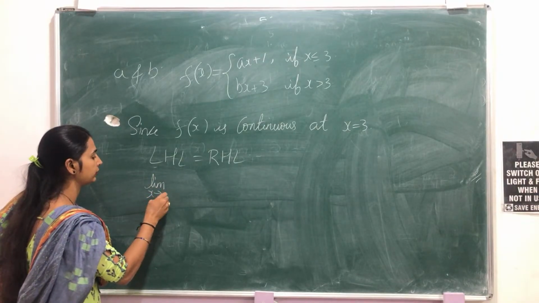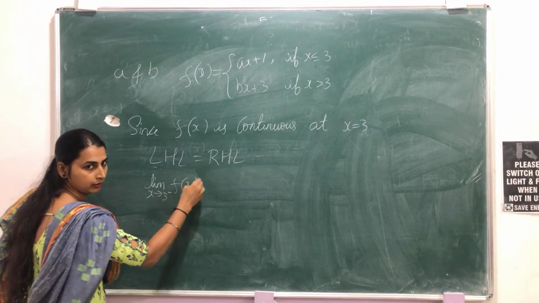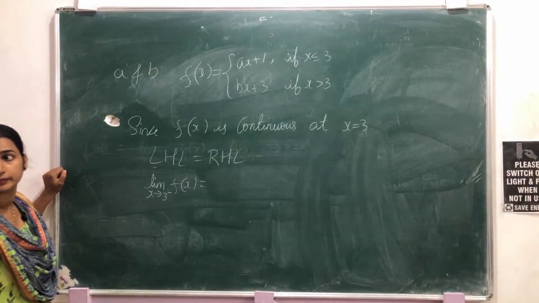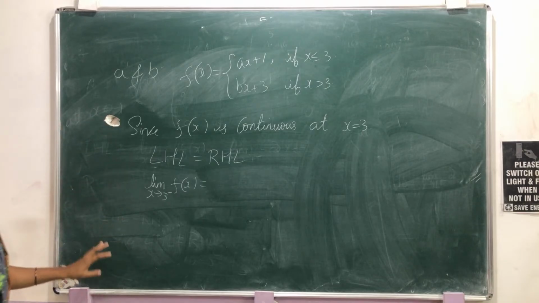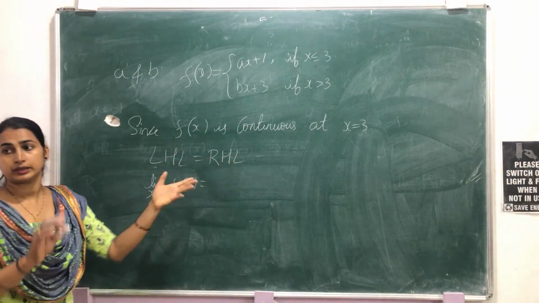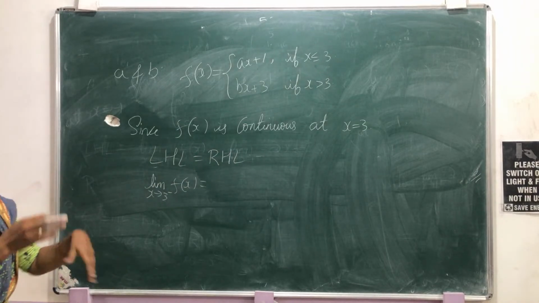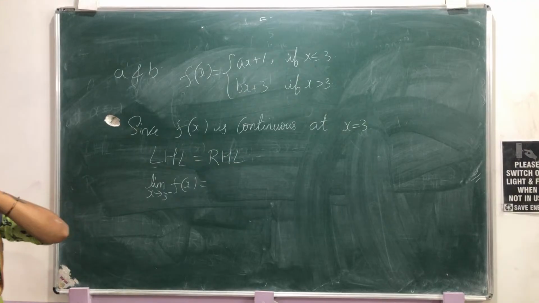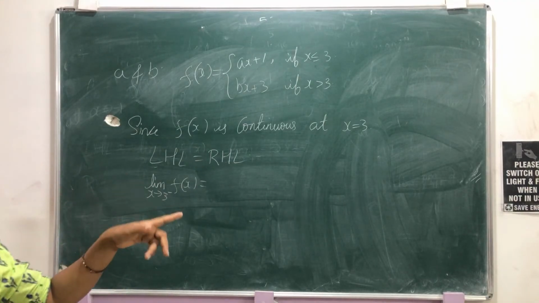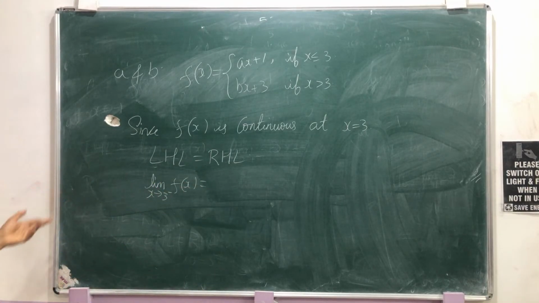Limit x tends to 3 minus f of x. What is the right hand limit? They have given in the question that it is continuous. So here we are going in reverse order. Since it is continuous, we are writing LHL equal to RHL. In the previous question, since LHS is equal to RHS, we got continuous. Here we are going in reverse order.